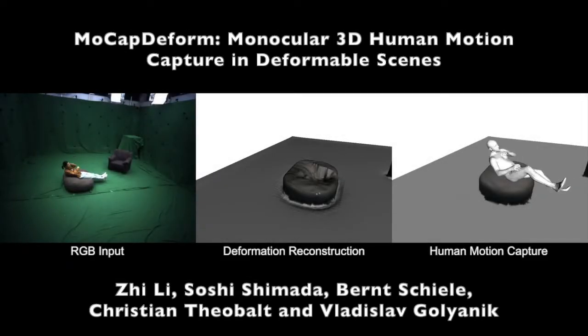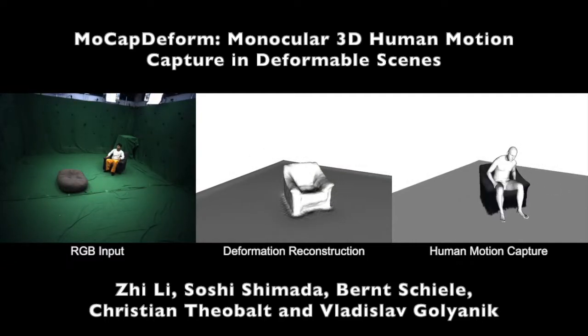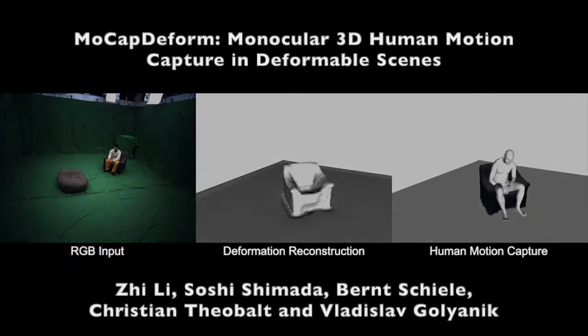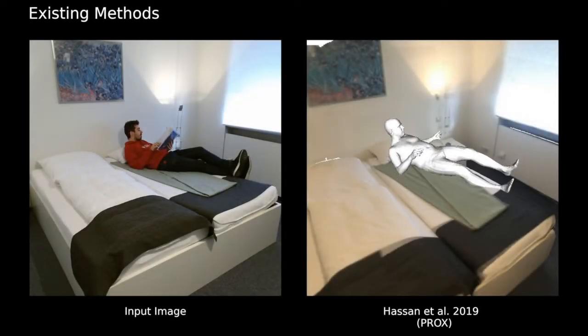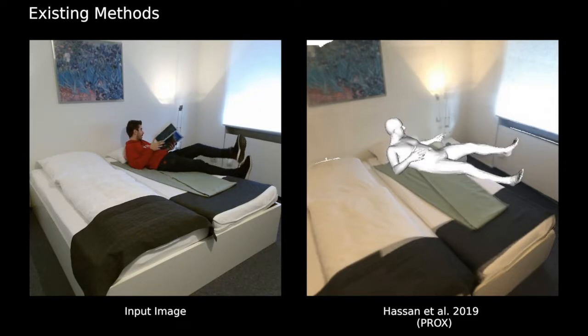We present MoCapDeform, the first framework for joint 3D human motion capture from monocular RGB images, which is able to track non-rigid 3D deformations of the environment. When capturing human motion in complex scenes, most existing methods address the human-scene interactions only weakly, simply ignoring the surface deformations that often occur during the interactions.